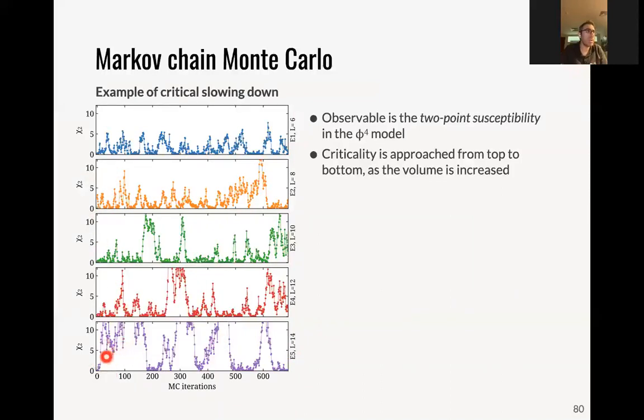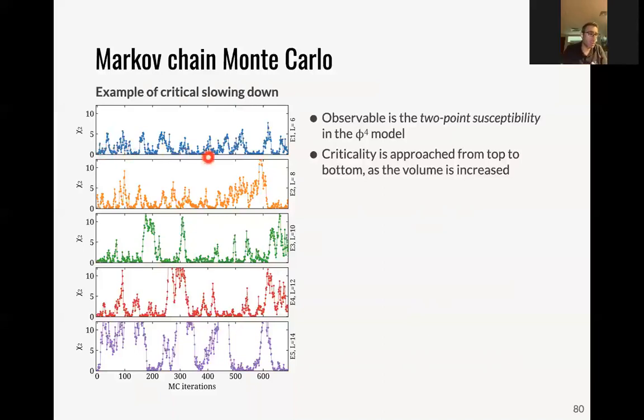And what we see is basically that as we approach criticality, we see a so-called freezing of this observable here. So we get repeated configurations where this observable has very similar or the same values because a lot of configurations are being rejected as we approach this criticality. So this is critical slowing down.